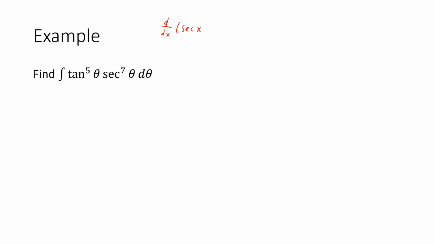We know that the derivative of secant is secant x tangent x. So by saving one of the factors of secant and one of the factors of tangent, then what remains just has to be rewritten in terms of secant. And we'll see that's possible because then we'll have an even power of tangent that I can rewrite in terms of secant using the identity tan squared plus 1 equals secant squared, so tan squared is secant squared minus 1.